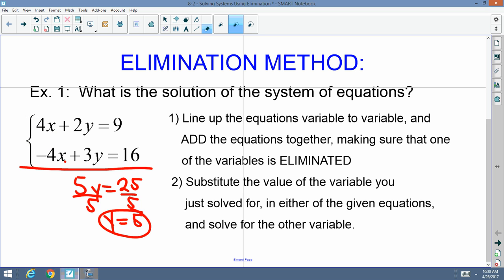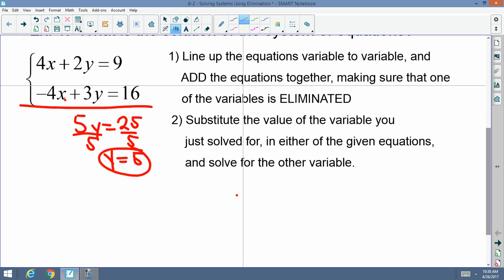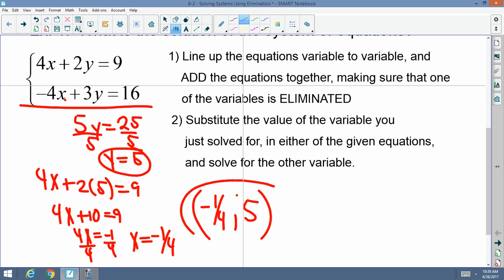And now that y equals 5, guys, what do you think I do now? I plug it back into either one of the equations. I don't care, neither should you. Which one do you want to plug it back into? Because literally, I don't care. Okay, we'll do the top one. So I've got 4x plus 2 times 5 equals 9. 4x plus 10 equals 9. 4x equals negative 1, divided by 4. x equals negative 1/4. My solution is negative 1/4, comma, 5.